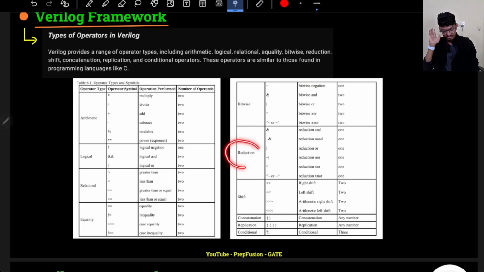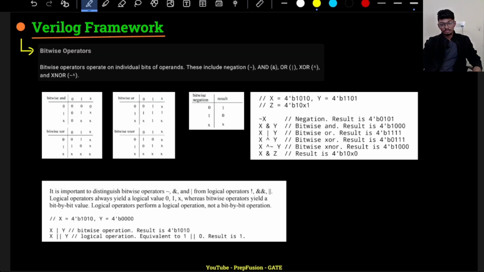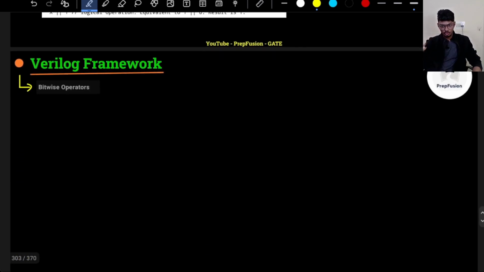Then we have reduction operator. Here also there is an and sign, not and, all this. So don't worry, we'll understand this slowly. Shift operator is like bitwise shift, if I right shift or left shift bits. So this is what shift operator is used for. Then the concatenation operator has already been explained, and the replication operator simply replicates whatever I have. Then the conditional operator. This is a ternary operator. This is used in muxes, so this also I will explain. So let's understand the bitwise operators.